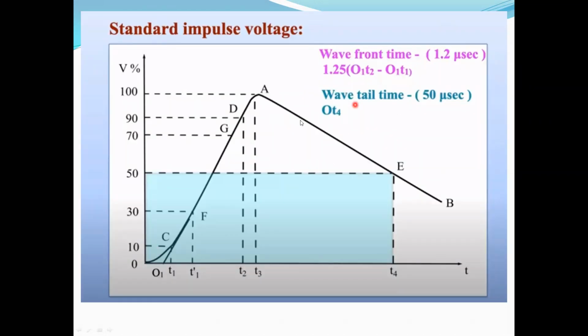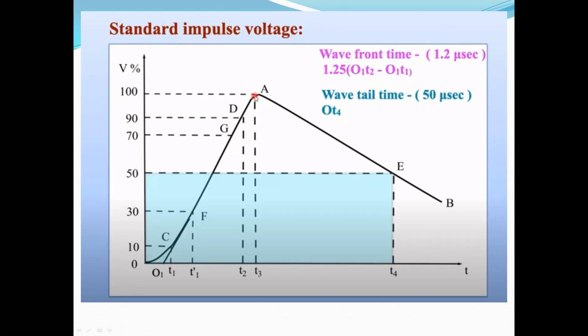The wave tail time is approximately 50 microseconds. The wave front time is very short compared to the wave tail time. So within a very short time, very high voltage appears across the test object, that is, the insulator or circuit breaker.